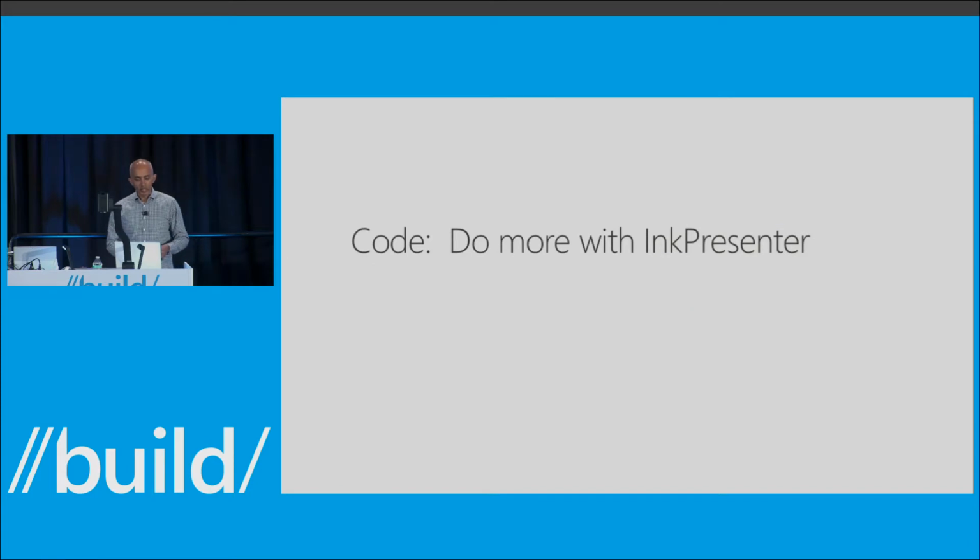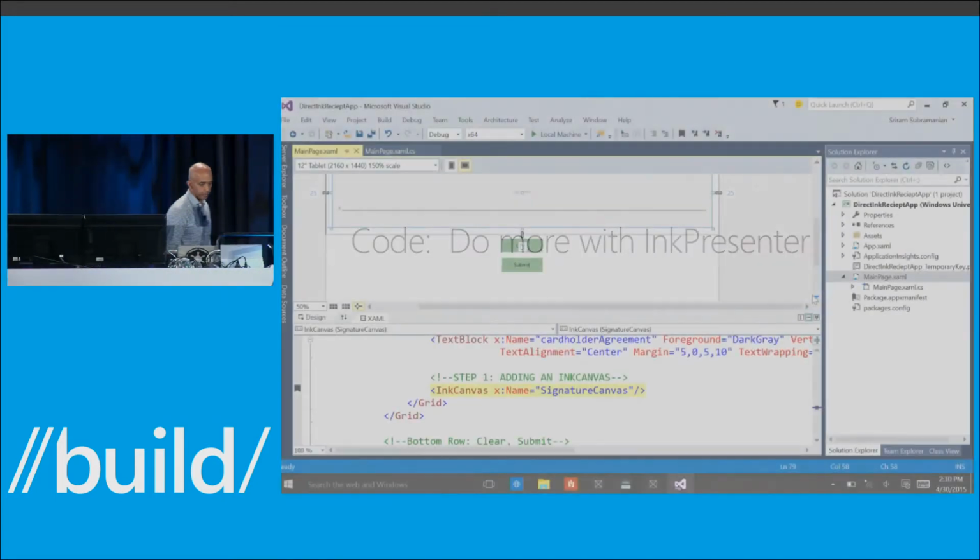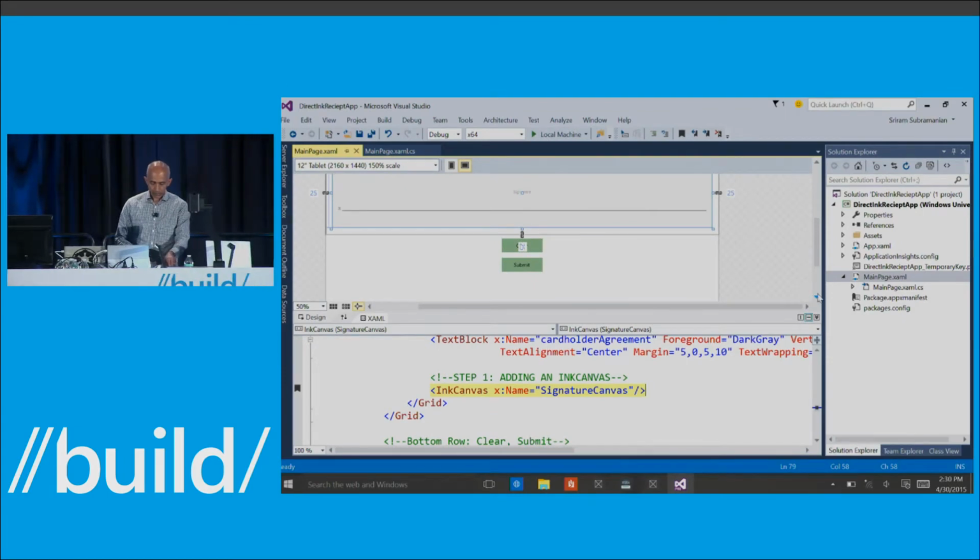Let's go back to the XAML signature app that we just saw. So first, I'm going to configure this app to support both pen and touch inking.